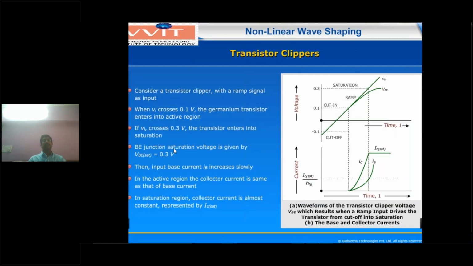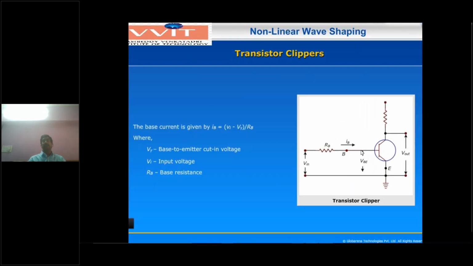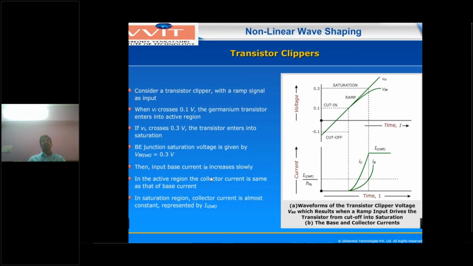Next, what is the saturation voltage VBE sat? VBE sat means the minimum input voltage required for the transistor to go into saturation, which is 0.3 volts. That's why VBE sat equals 0.3 volts. Similarly, the base current increases slowly as the input voltage increases from cut-in, going to the active region, and then to saturation. Once the base current increases, automatically the collector current, the output current, will also increase.